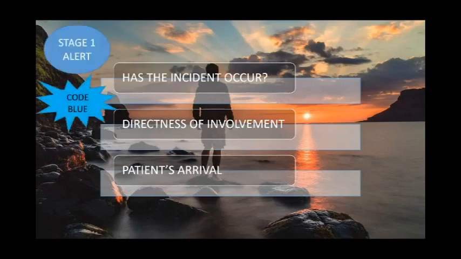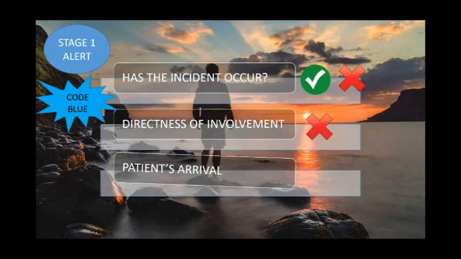In stage 1, also known as alert stage or code blue, has the incident occurred? The incident has already occurred, or it hasn't occurred yet but is impending to occur. The directness of involvement: our hospital is not directly involved. Has the patient arrived? The patient hasn't arrived yet.